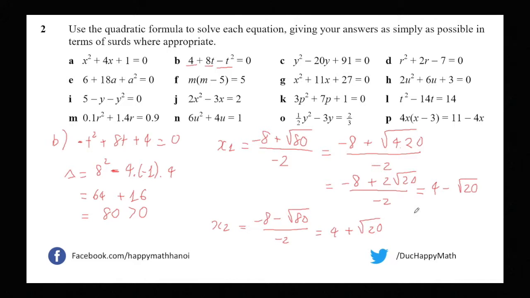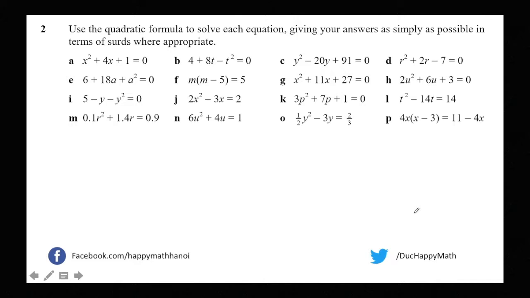Okay, question B. Question C. The number of A is 1, B is minus 20, and the last one, C equal to 91. So delta will be equal to b squared, minus 20 squared, minus 4ac. What is A? 1, C is 91. Okay. So 400 minus 4 times 91, and this is 36. That's all. Okay. Greater than 0. So you have the two solutions.